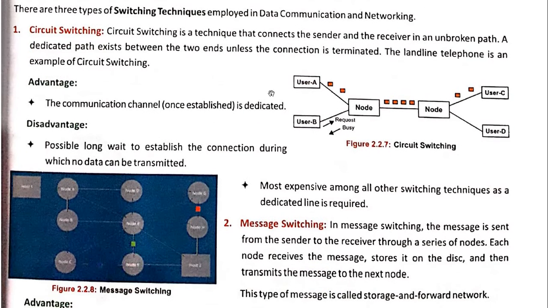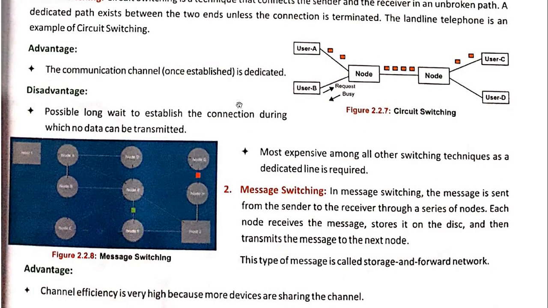So a circuit switching example is the landline phone, which was very popular earlier, but nowadays we have mobile phones. Now what are the advantages of circuit switching? The communication channel is dedicated, meaning well established, so it cannot be hacked or broken. The two persons have a guaranteed dedicated service. Now, the disadvantage is a possible long wait.